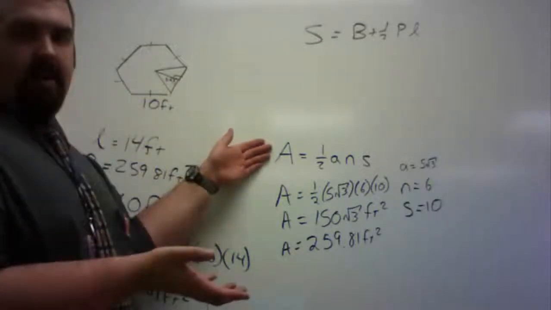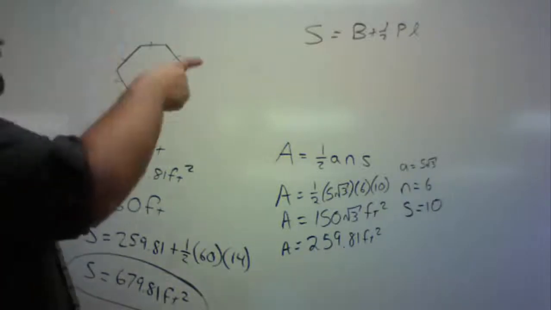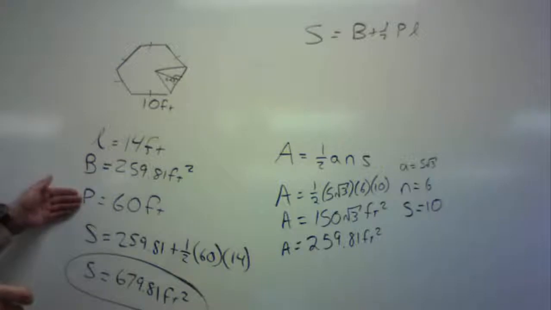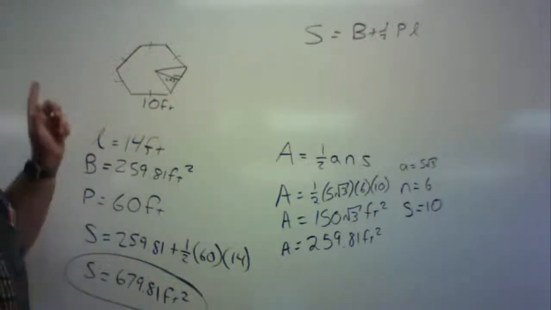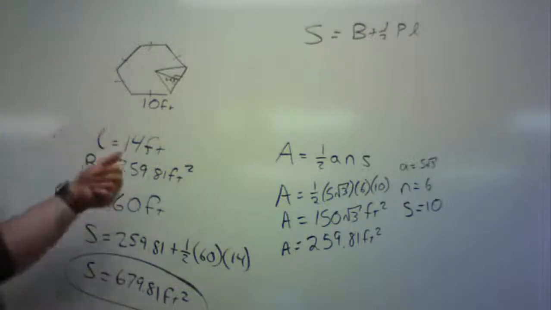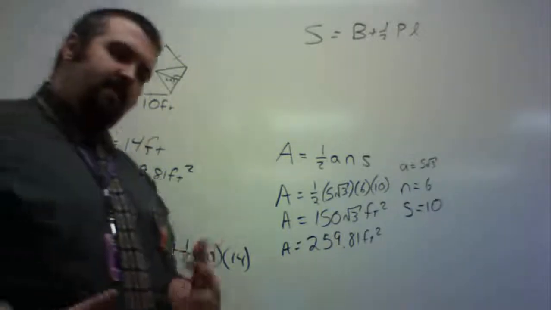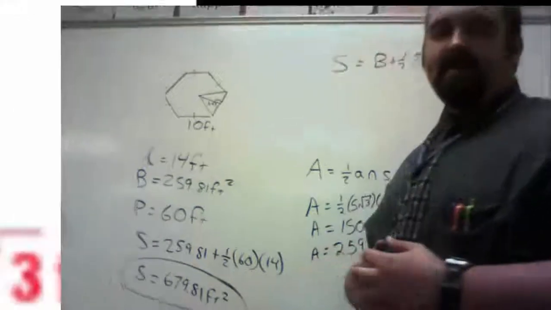I just found that area. Once I found that area, I put it under B. And I said, alright, I have B, I have L, but I still need the perimeter. So, I found it real quick. I looked for it and found it. Now that I have L, B, and P, I plugged into the equation and I solved. So this is a little bit work intensive, but it's not that bad, as long as you take it step by step.